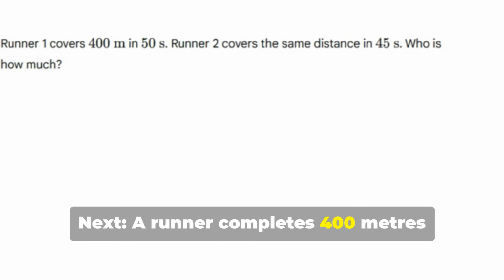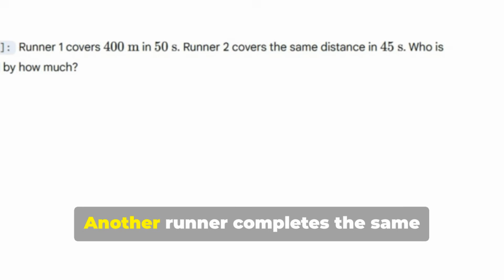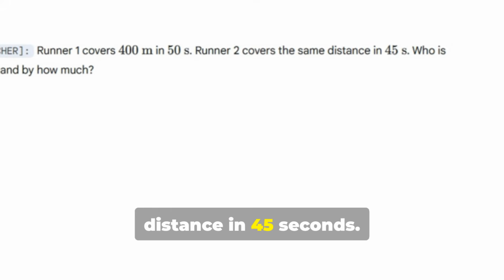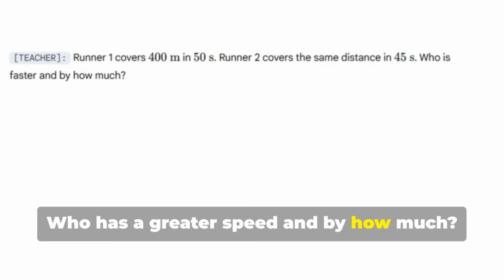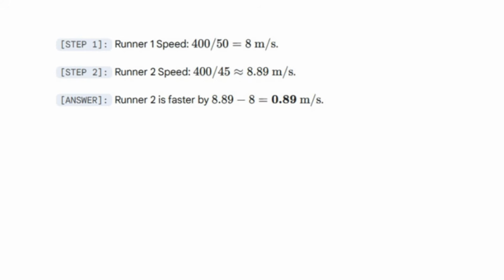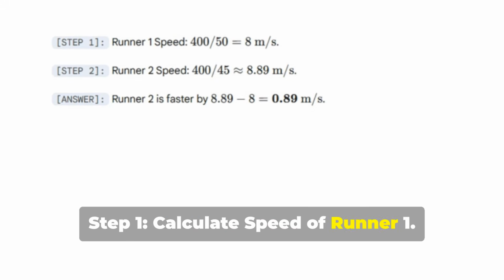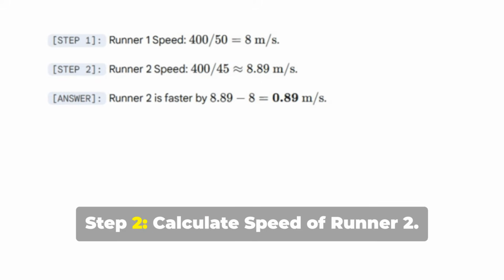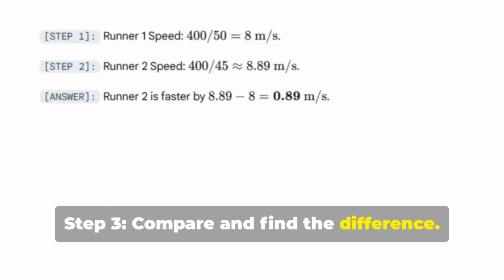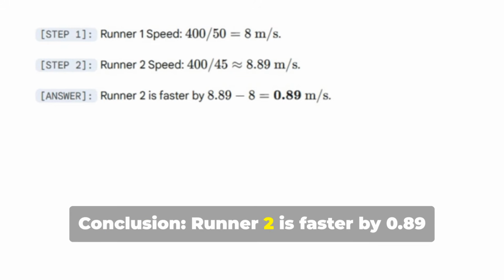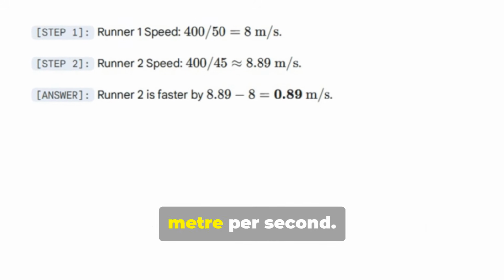Next, a runner completes 400 meters in 50 seconds. Another runner completes the same distance in 45 seconds. Who has a greater speed and by how much? Step 1. Calculate speed of runner 1. Step 2. Calculate speed of runner 2. Step 3. Compare and find the difference. Conclusion. Runner 2 is faster by 0.89 meter per second.